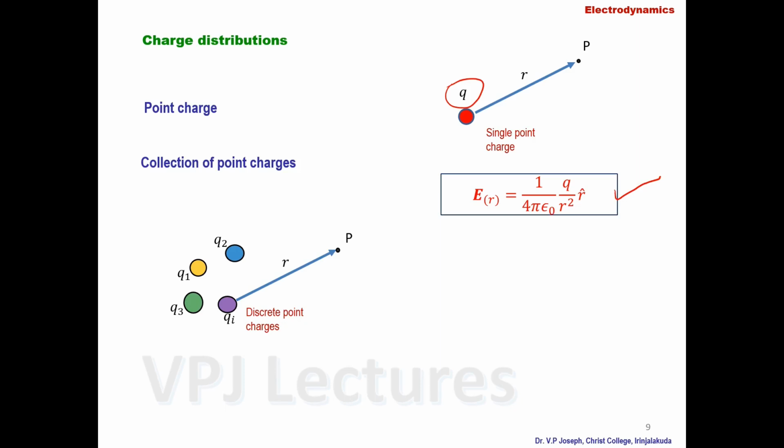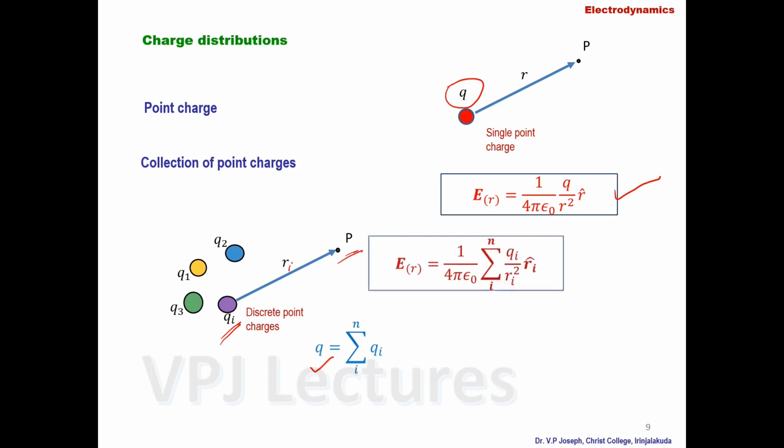And the arbitrary charge qi is shown here, and it is at a distance ri, and here is the source point P is taken. In this case the total charge is Q equal to sigma qi, and the expression for the total electric field E of r is given by 1 by 4 pi epsilon 0 summation over i of qi divided by ri square into ri hat.